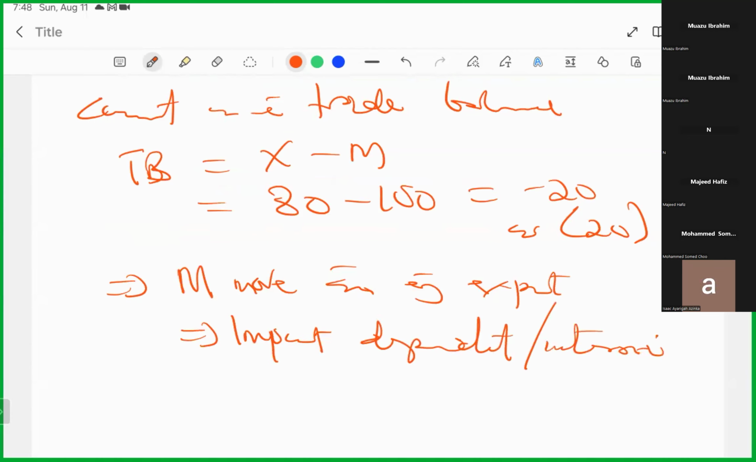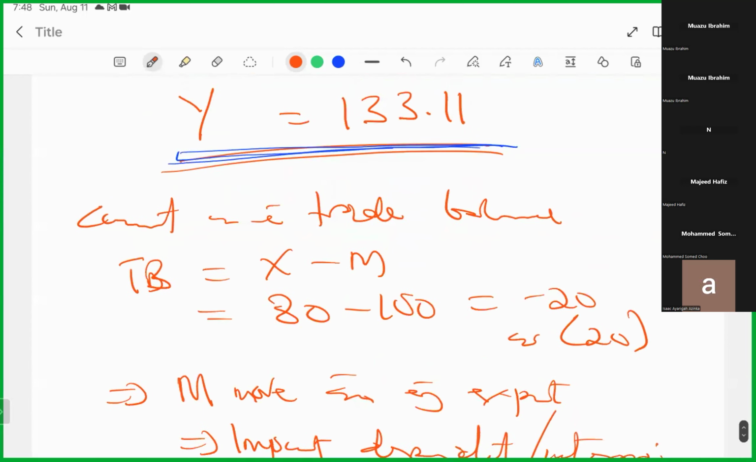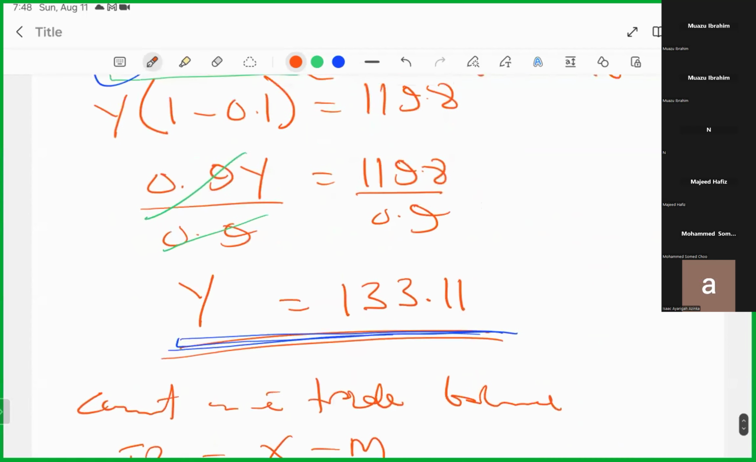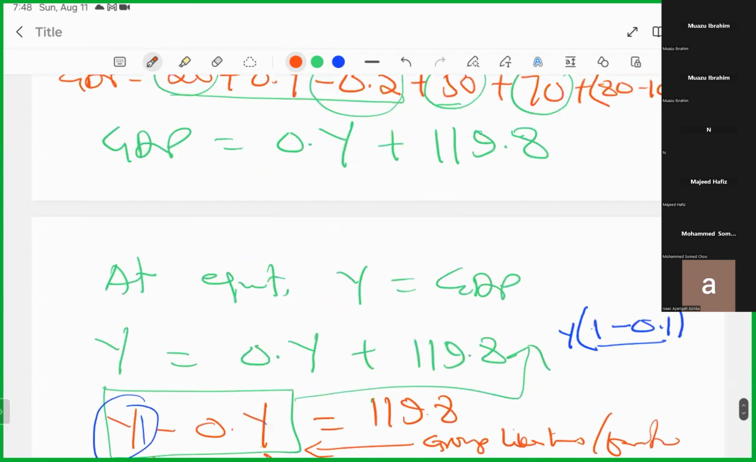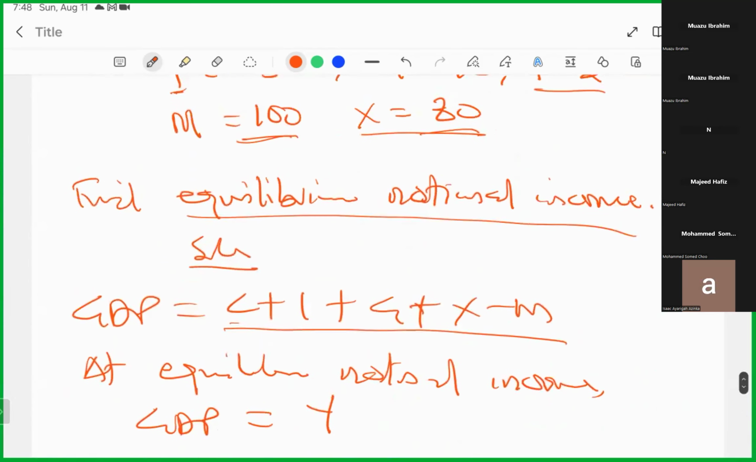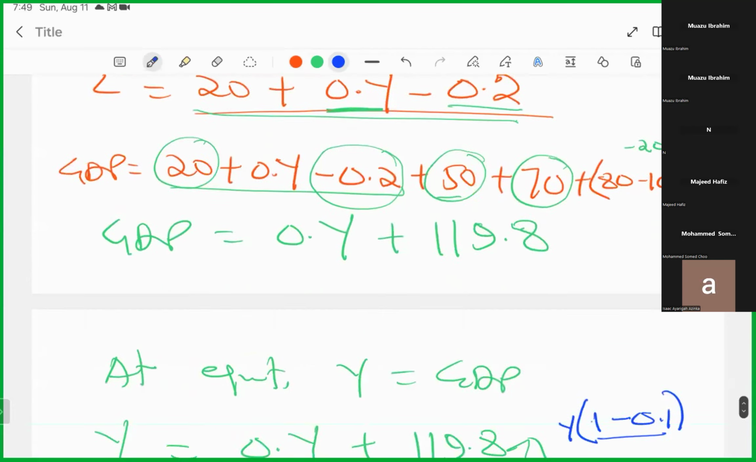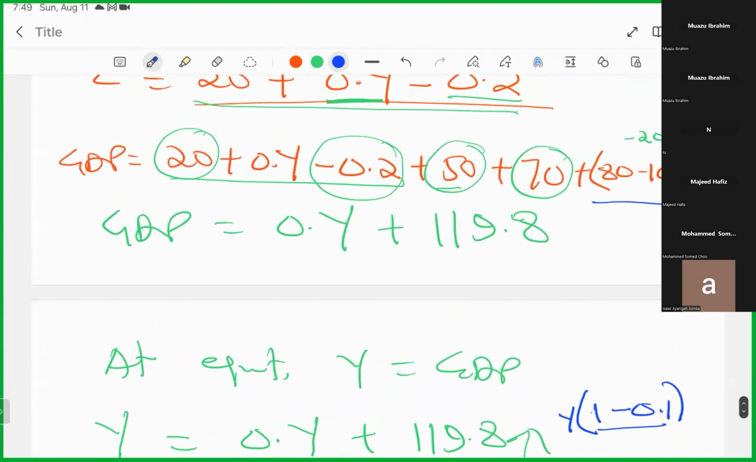If the external side is 0, it means export minus import is 0. What is the country practicing? They are practicing autarky, remember, the closed economy. So if I ask you to find the equilibrium national income assuming the country is closed, which means assuming a closed economy, you don't have to bring in this part, export minus import, which means the negative 20 here will not be there.